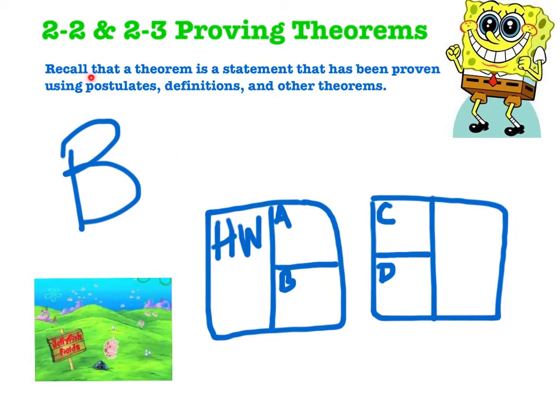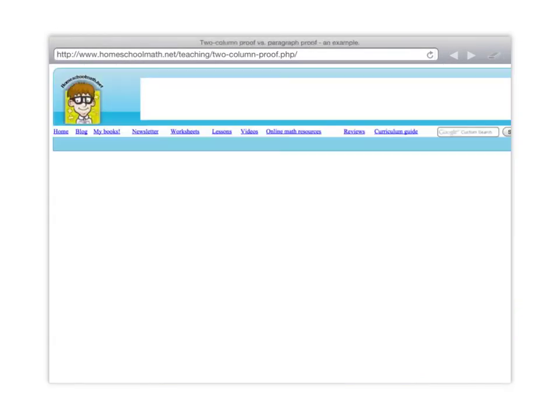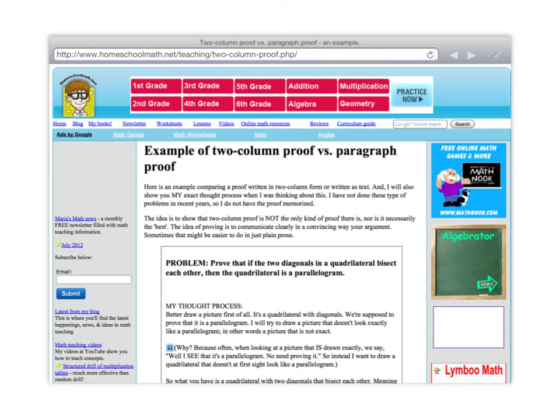Okay, so I want you to recall that a theorem is a statement that has been proven using postulates, definitions, and other theorems. In fact, in the last jigsaw we did, I gave you the definition for a theorem. Now everybody's going to be getting the same introduction, so you don't have to take notes on it, but if you want to, you can. And I want to give you a quick kind of informational tour of what a proof is.